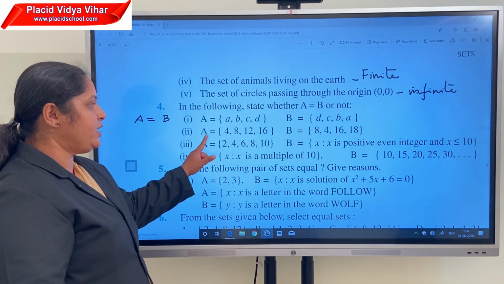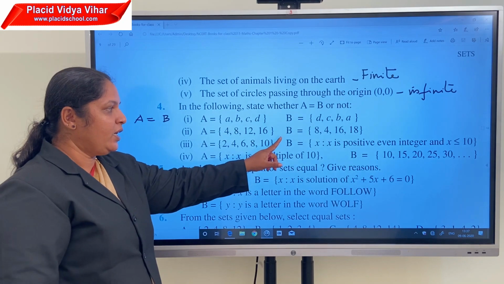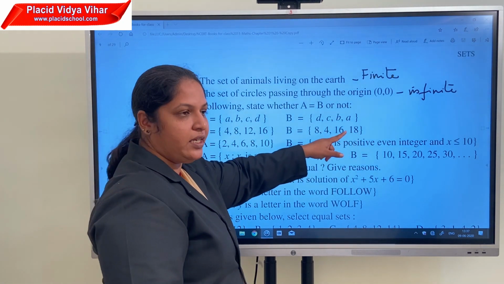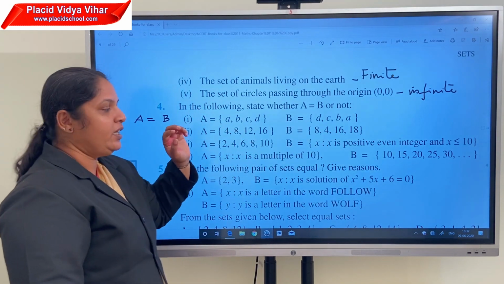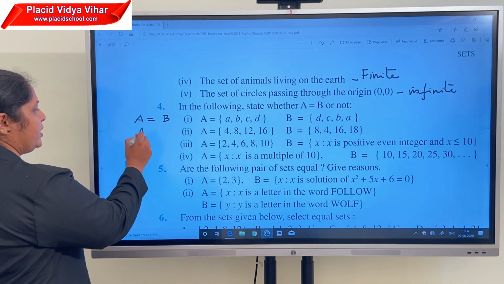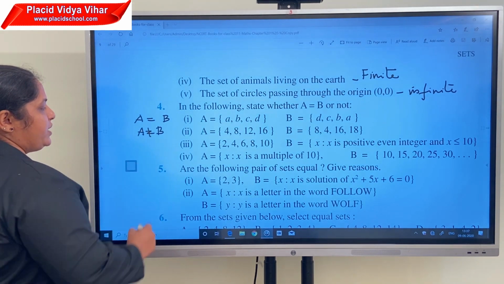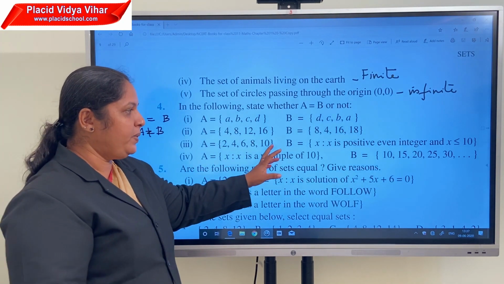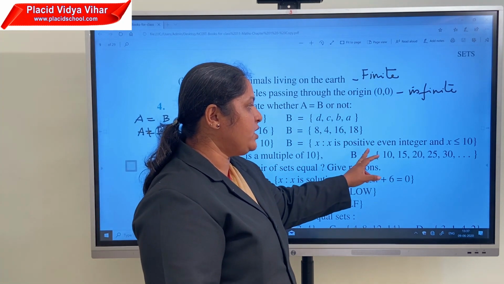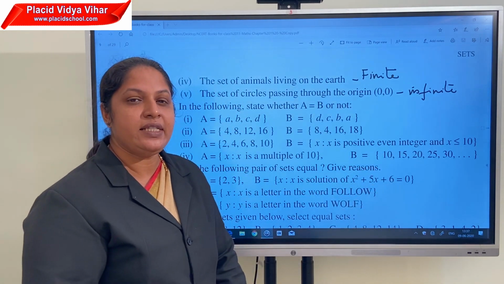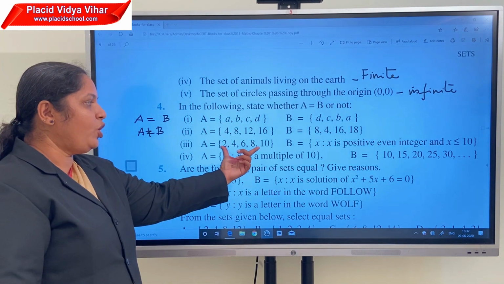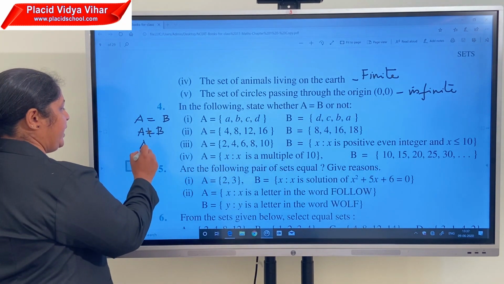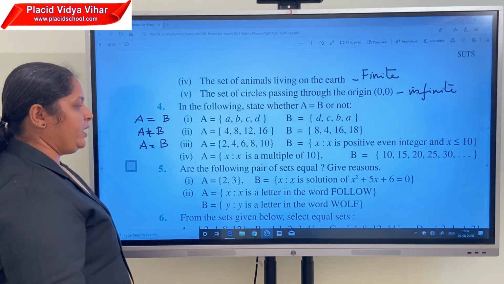Then the second one, A is equal to 4, 8, 12, 16. B is equal to 8, 4, 16 and 18. There is an additional element 18 here and a missing element 12 there. Therefore, in the second one, set A is not equal to set B. Number 3, A is equal to 2, 4, 6, 8, 10. B is equal to x is a positive even integer and x less than or equal to 10. All these elements satisfy that condition, and we can write capital A is equal to capital B.